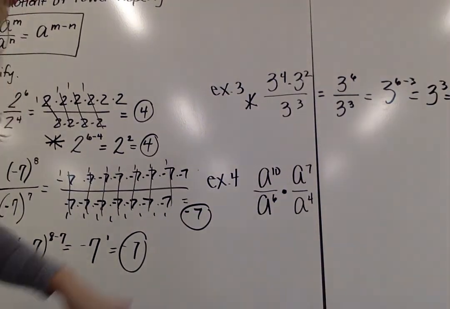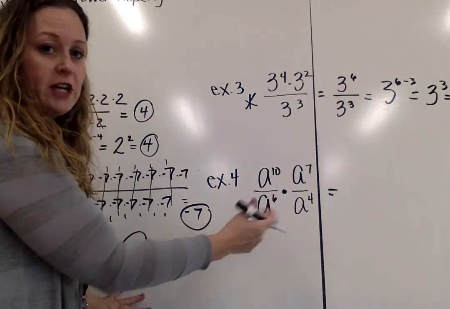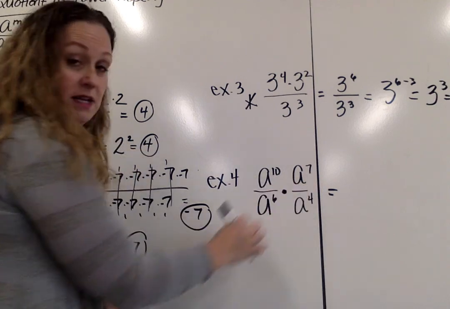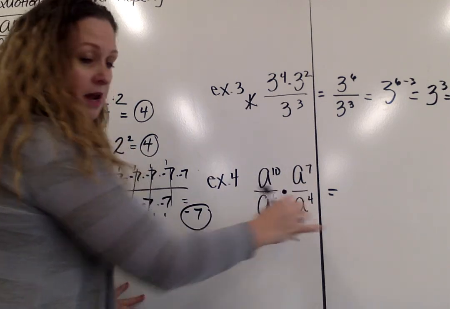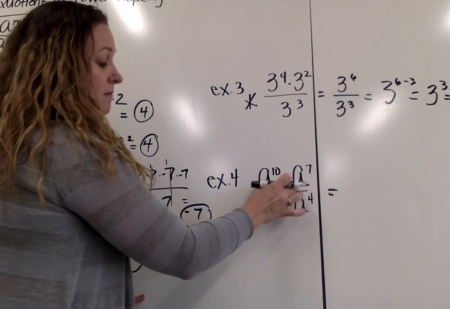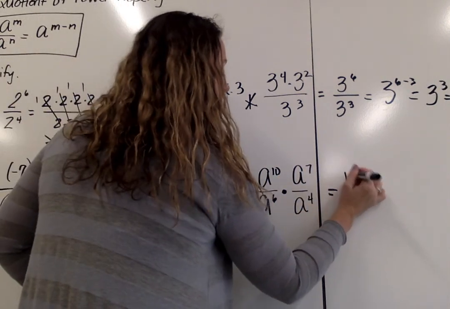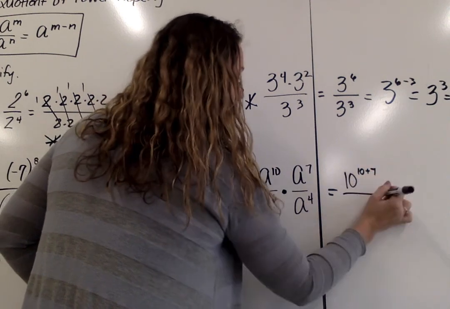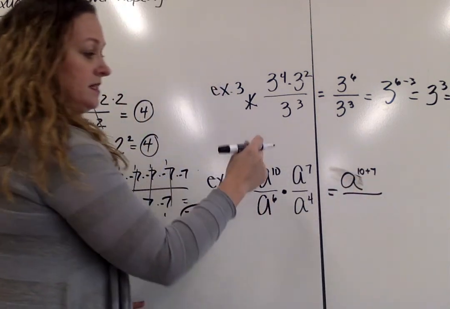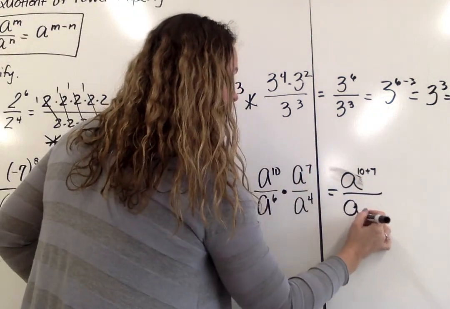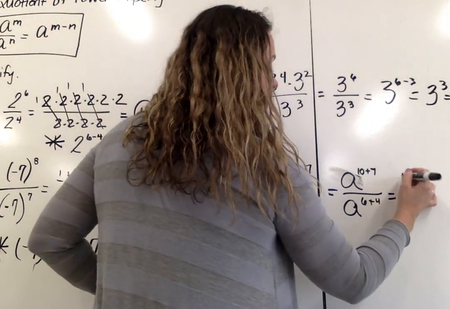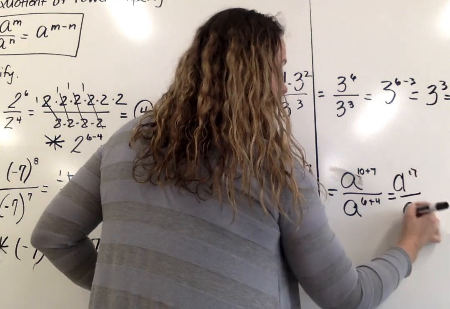Example 4 is going to work the same way. Just because it's written as 2 fractions doesn't mean it's any different. You're still multiplying a to the 10th times a to the 7th, and you're still multiplying a to the 6th times a to the 4th. So I'm going to follow my rule that when I'm multiplying and the base is the same, I simply add my exponents. So this is 10 plus 7 on the top, and in my denominator, I have 6 plus 4. So then I have a to the 17th over a to the 10th.